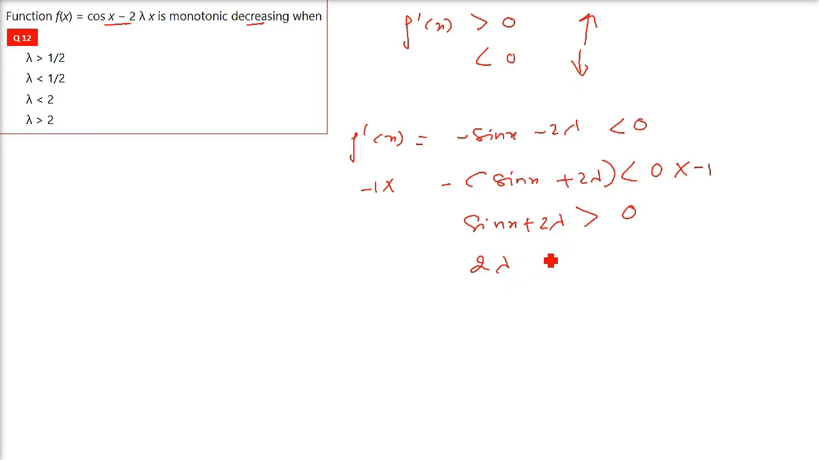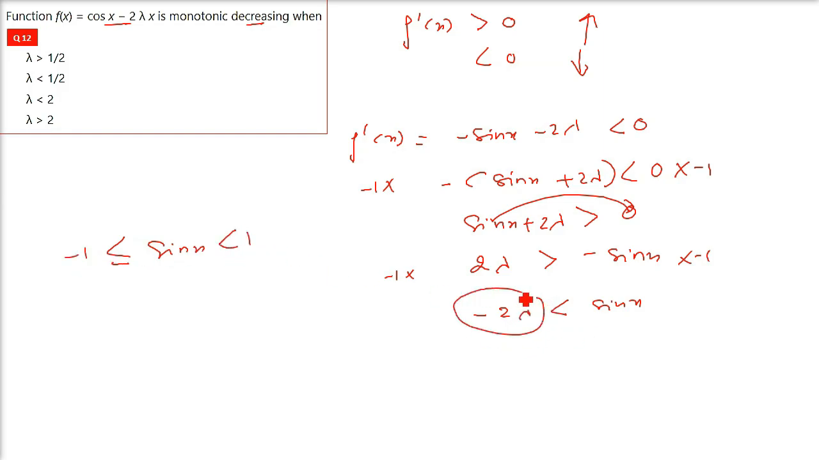So this 2 lambda is greater than negative sin x, and then we have this negative, so just multiply by negative 1 on both sides. Let's make it positive because dealing with this negative creates certain problems. So minus 2 lambda is less than sin x, and sin x is between negative 1 and 1. That is the highest and lowest range of sin x. So something is less than sin x. What does it mean? It is less than the minimum value of sin x. What is the minimum value? Minus 1. So minus 2 lambda is less than minus 1.